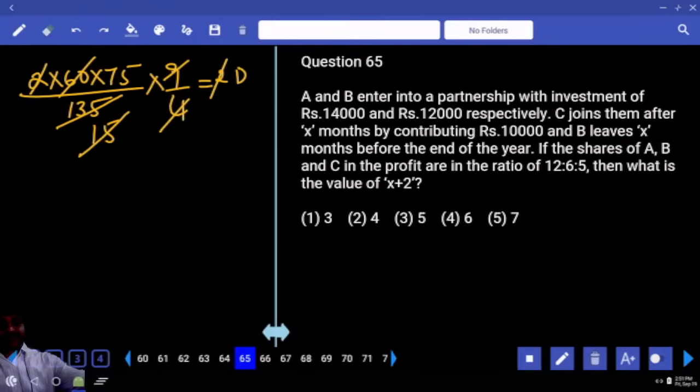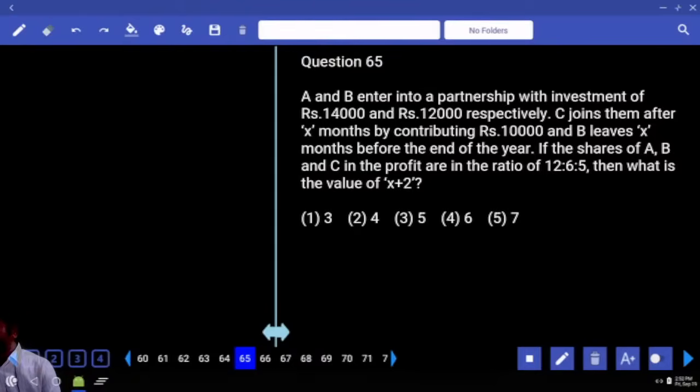A and B enter into a partnership with investments of 14,000 and 12,000 respectively. C joins them after X months by contributing 10,000, and B leaves X months before the end of the year. If the shares of A, B and C are in the ratio 12:6:5, then what is the value of X plus 2? We need the X plus 2 value. If we can get the X value, then the answer can be done easily, correct?